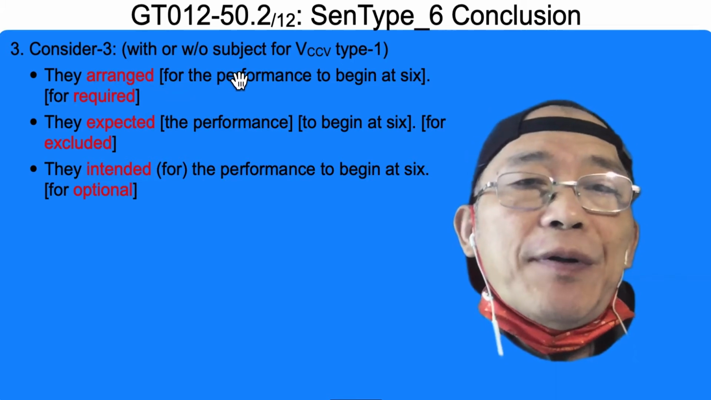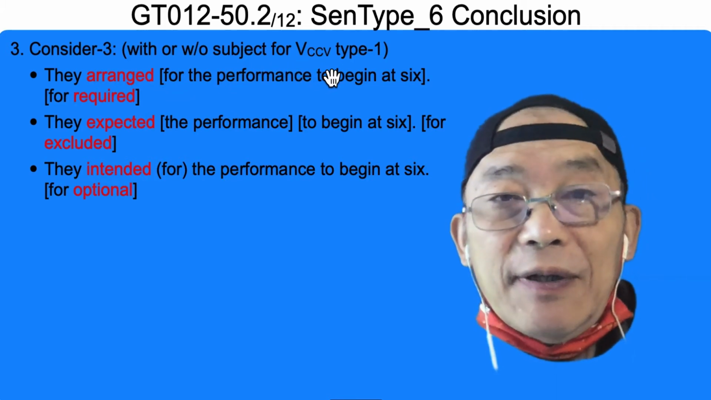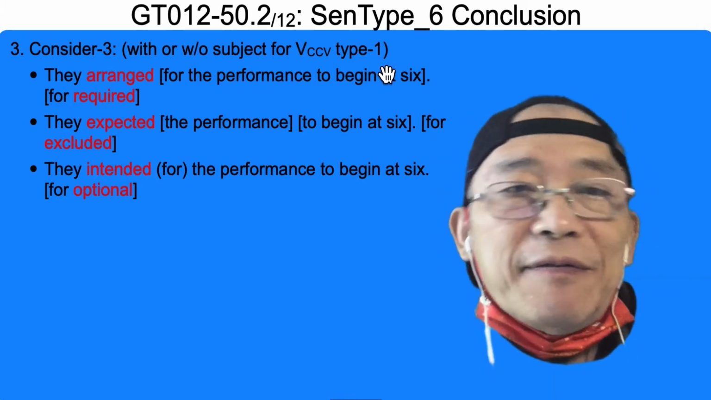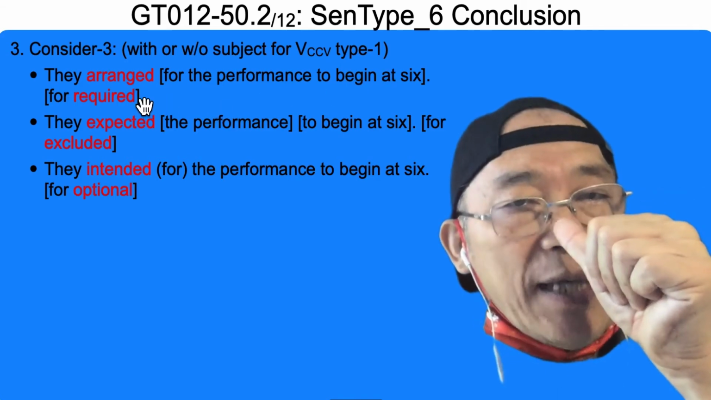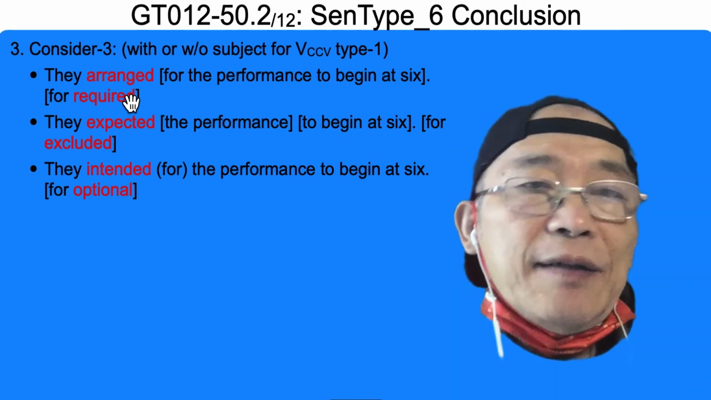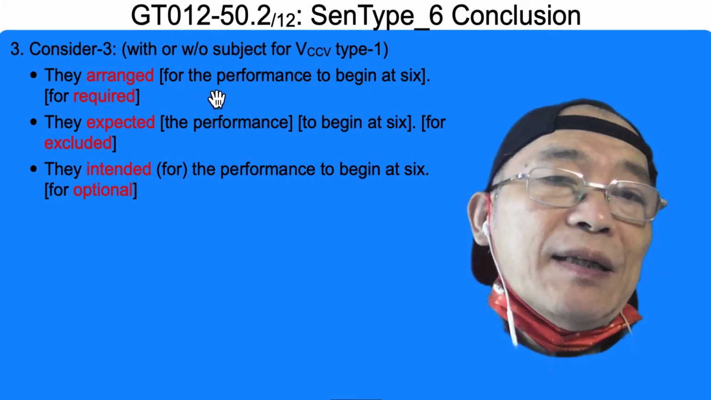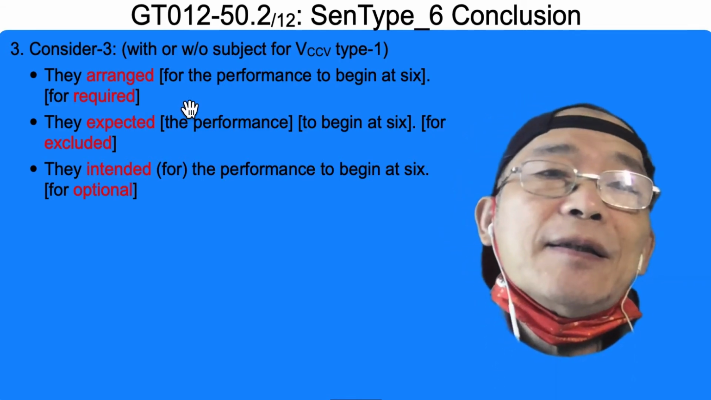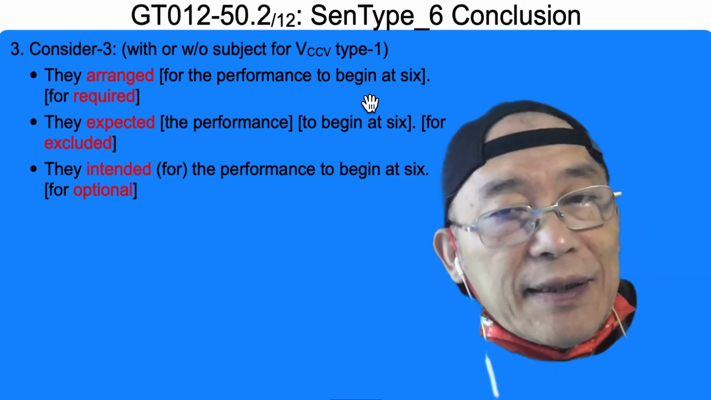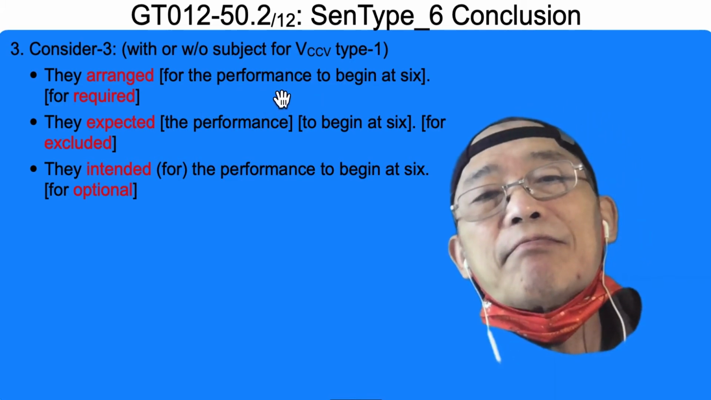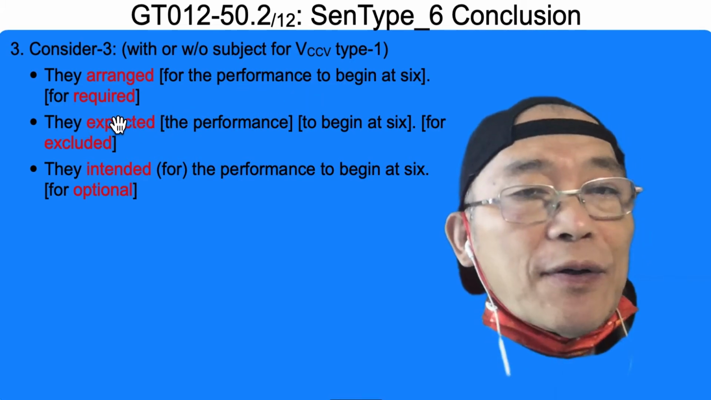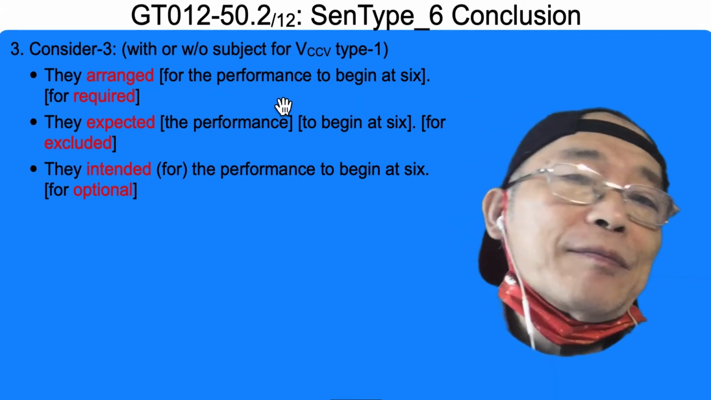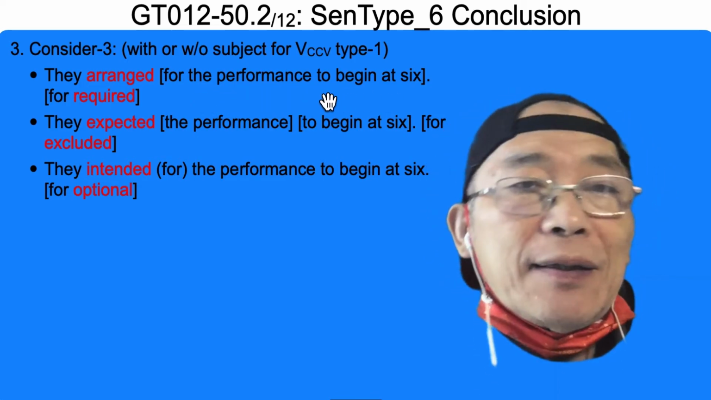Consideration 3, with or without subject for catenative complement verb type 1. Type 1 means to infinitive. So let's check. Arranged, sudden, catenative verb. This is a single for clause. For clause means to infinitive takes its own subject. And this one for required. Arranged sudden. One thing, one element, one constituent.